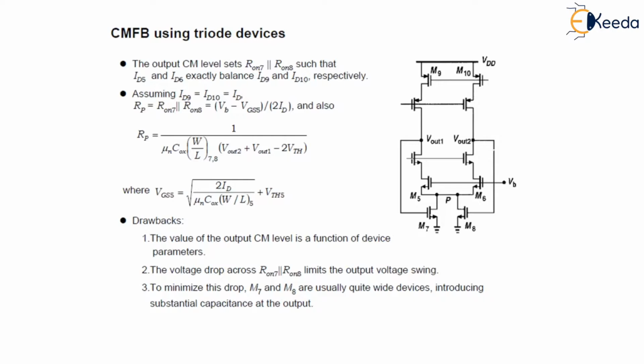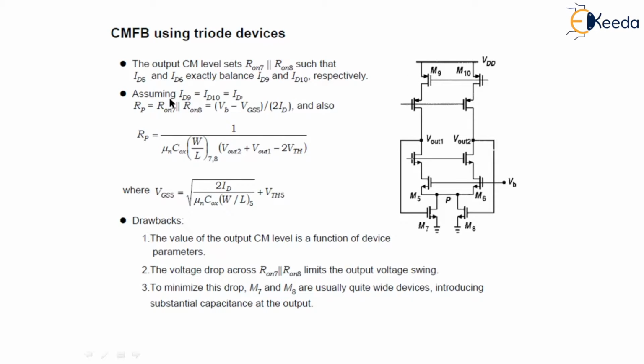directly converted to a resistance or a current, which is then compared with a reference voltage, where Ron7 in parallel with Ron8 adjusts the bias current of M5 and M6. So the output common mode level sets Ron7 in parallel with Ron8 such that ID5 and ID6 exactly balance ID9 and ID10. This particular drain current exactly balances the drain current in ID9 and ID10.